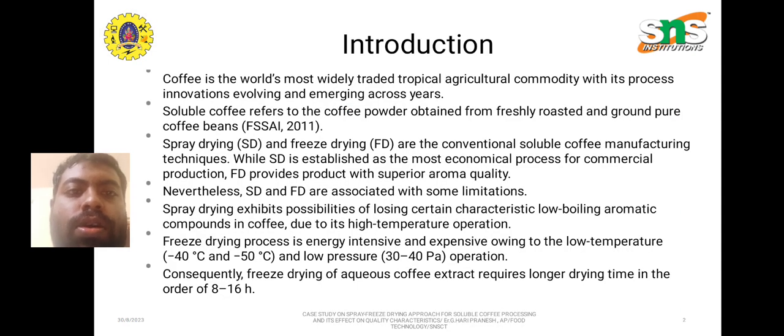Introduction. Coffee is the world's most widely traded tropical agricultural commodity, with its process innovations evolving and emerging across years. Soluble coffee refers to the coffee powder obtained from freshly roasted and ground pure coffee beans. According to FSSAI 2011.